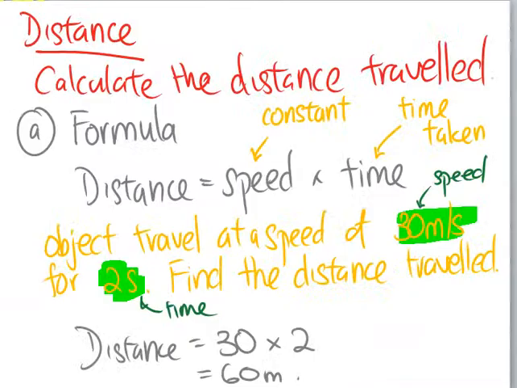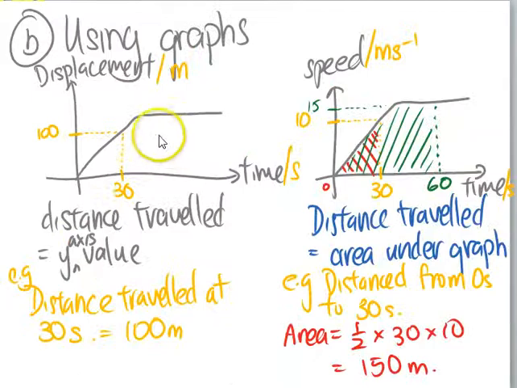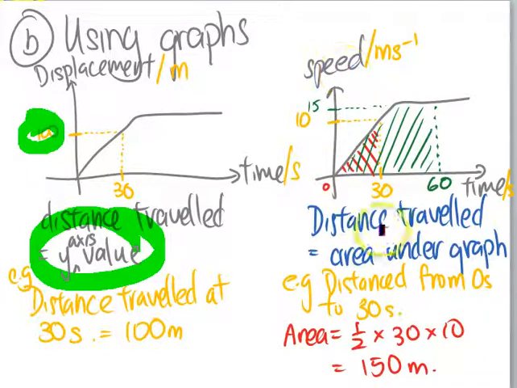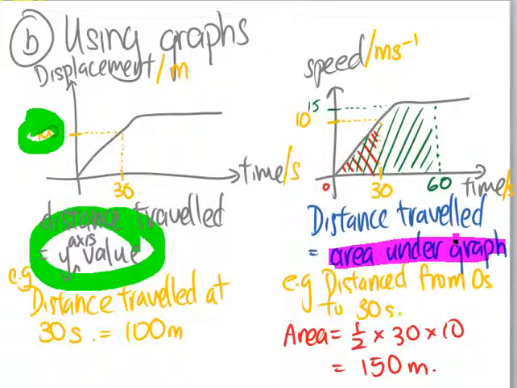So for distance, you have two ways of doing it. First, by using the formula: distance equals speed times time. The other way is using the graph. There are two types of graph here, displacement time and speed time. Displacement time is just the y-axis value. Whereas for the speed time graph, you have to calculate the area under the graph, so it's a bit more complex. This is the end of the introduction and also finding distance in your kinematics questions.